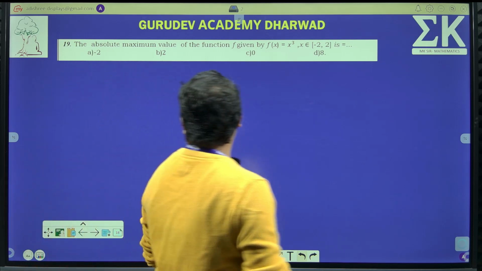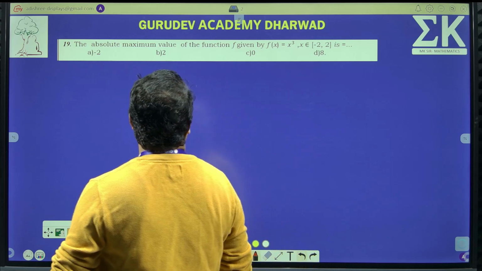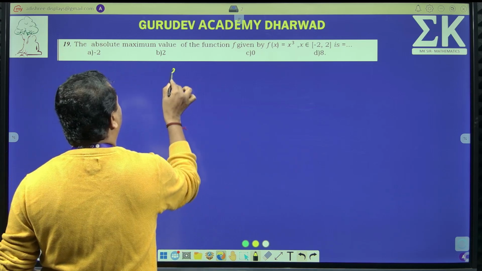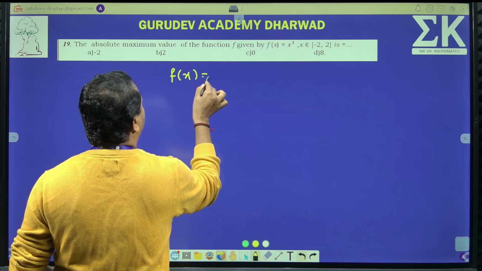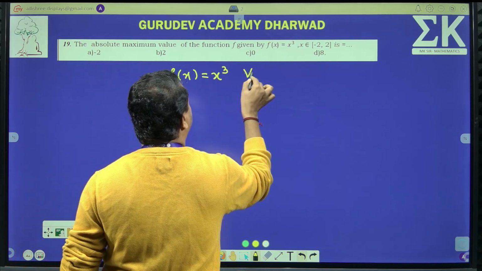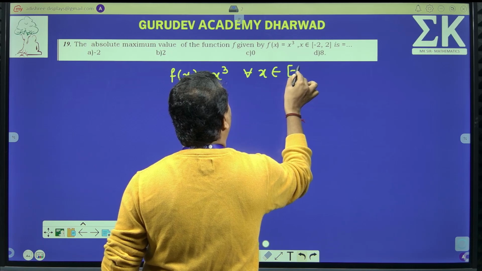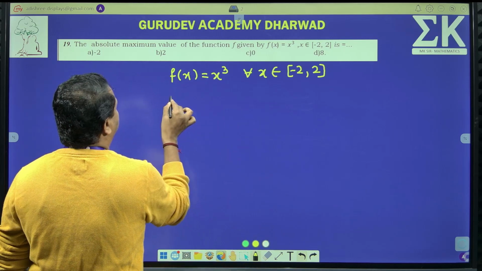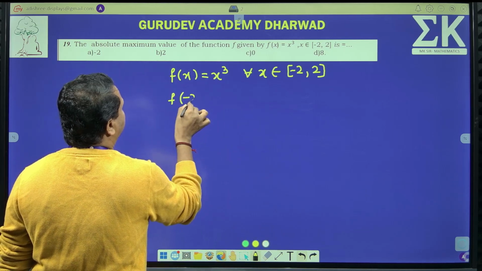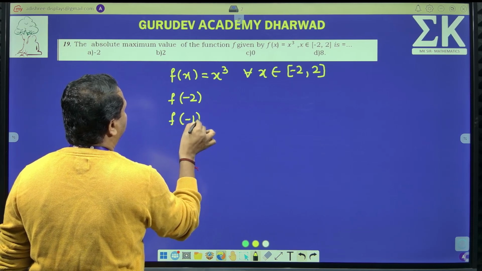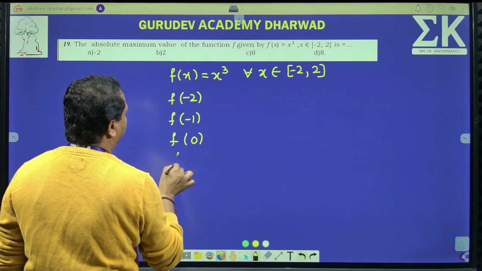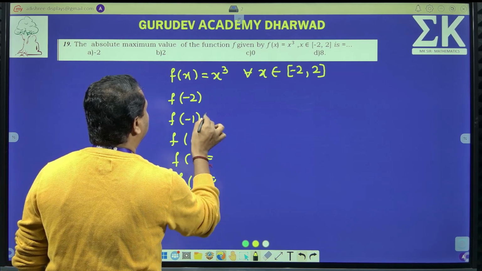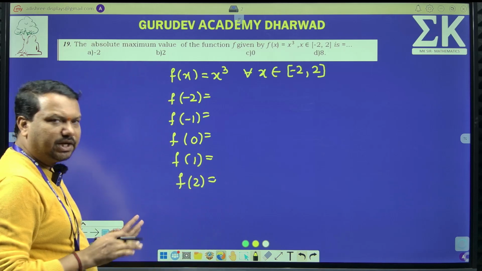The absolute maximum value of the function f of x equals x cube in the interval. So, f of x is equal to x cube is the given function for all x belonging to the closed interval minus 2 to plus 2. For absolute maxima, we know that we have to check f of minus 2, f of minus 1, f of 0, f of 1, f of 2. Right? Between minus 2 and plus 2, you have to consider all the integers.